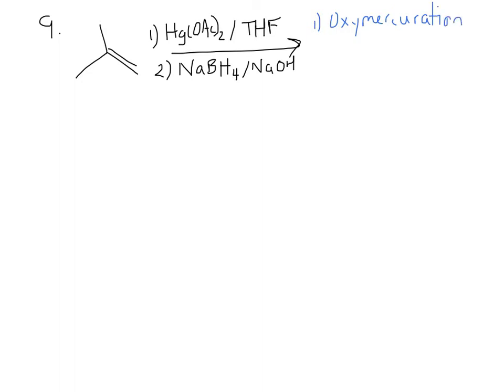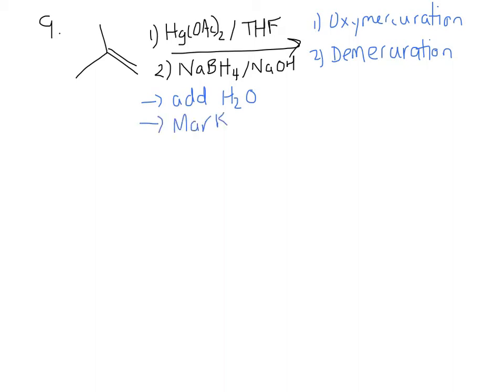And the second step is demercuration. In this reaction, this is one of the three ways we know how to add water across the double bond. It follows Markovnikov's rule, but the key to this is it does not have an issue with rearrangements.